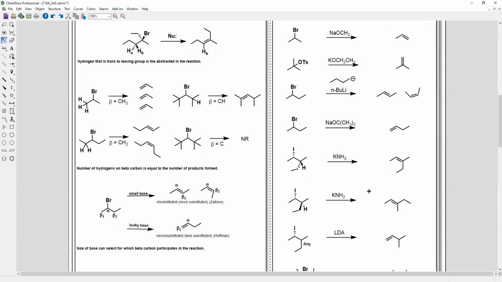Now, here's where things get a little interesting. Here, in this case, I and H are on the same side. So they're not trans anymore, they're now cis. How do you predict the product for this? Very simple.